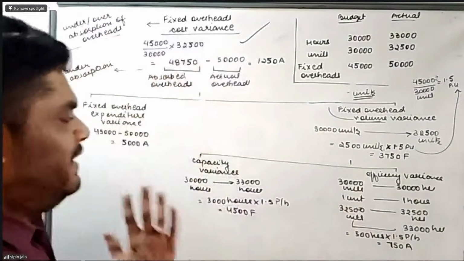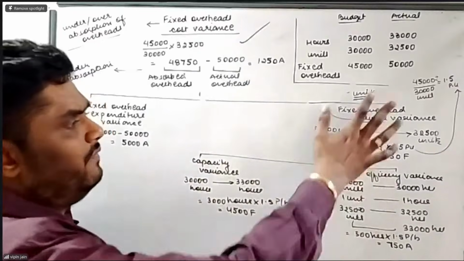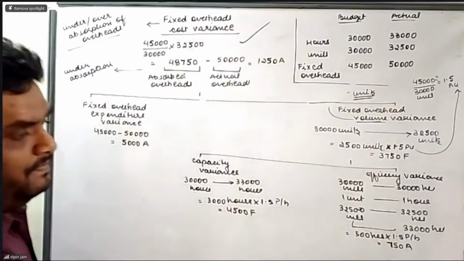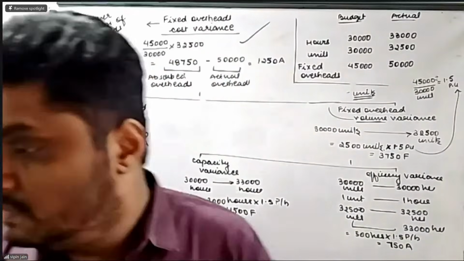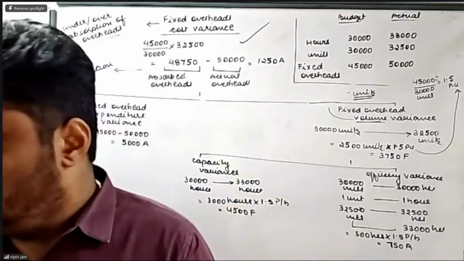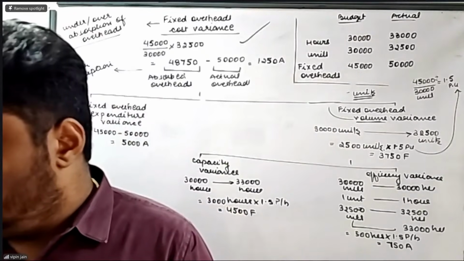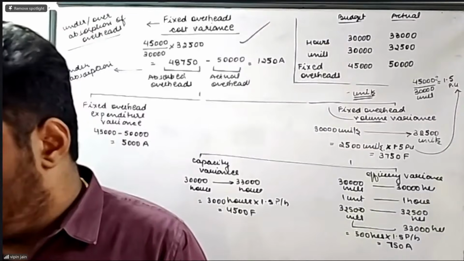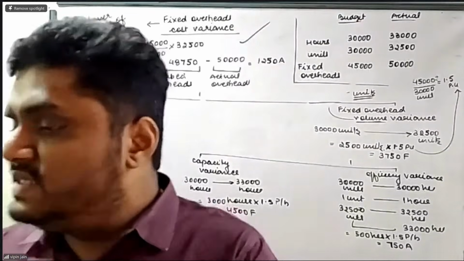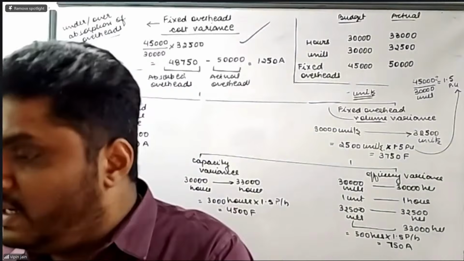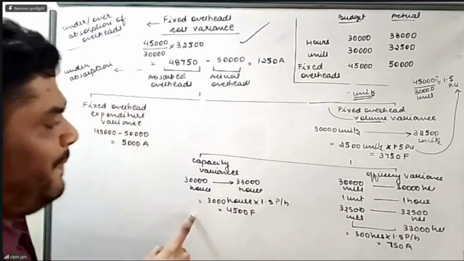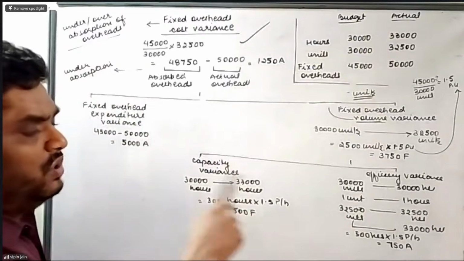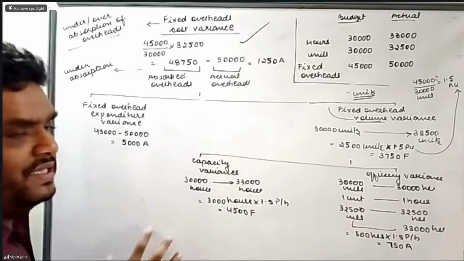Again, do make a note of it. Calendar, capacity, efficiency, the total will be volume. Volume plus expenditure will be cost. So if days are not given, no need to calculate calendar variance. But yes, there will be a change in capacity variance, dear. 30,000 hours, 33,000 hours. So earlier the capacity variance was different in this question.